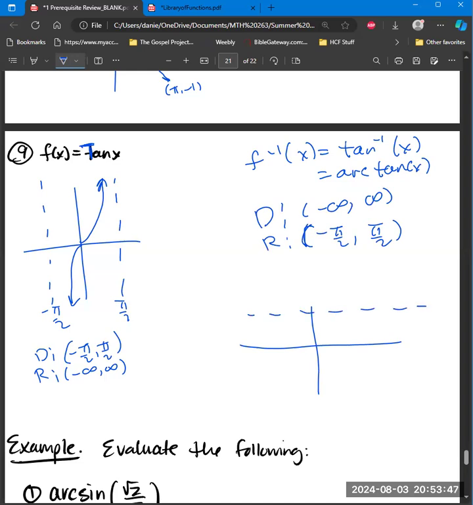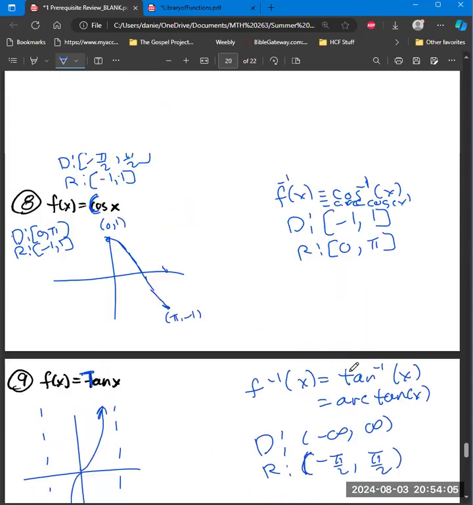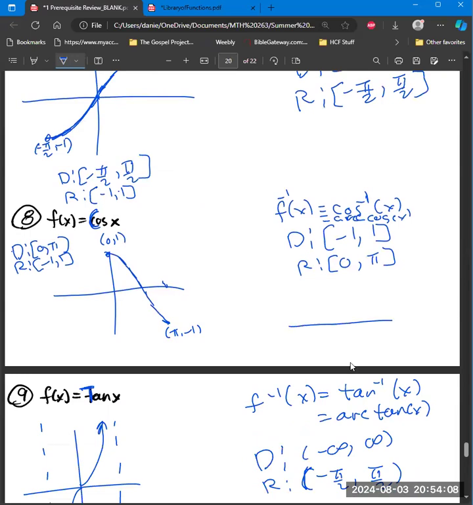This one's kind of interesting because it's one of the only graphs that you're going to know that has a double horizontal asymptote in it. It's going to look like this. This inverse function here is increasing. For the inverse cosine, the range goes from 0 to pi. I'll show you what those look like here.